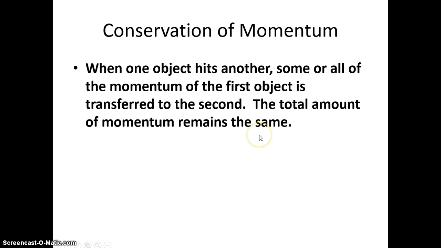Conservation of momentum says that if one object hits another, some or even all of the momentum of the first object is transferred to the second object. The total amount of momentum remains the same. So we might also call this transfer of momentum. A moving object hits a still object and gives some speed to that still object, but the first object is going to be slower as a result, or even come to a stop like you saw in the preceding video.